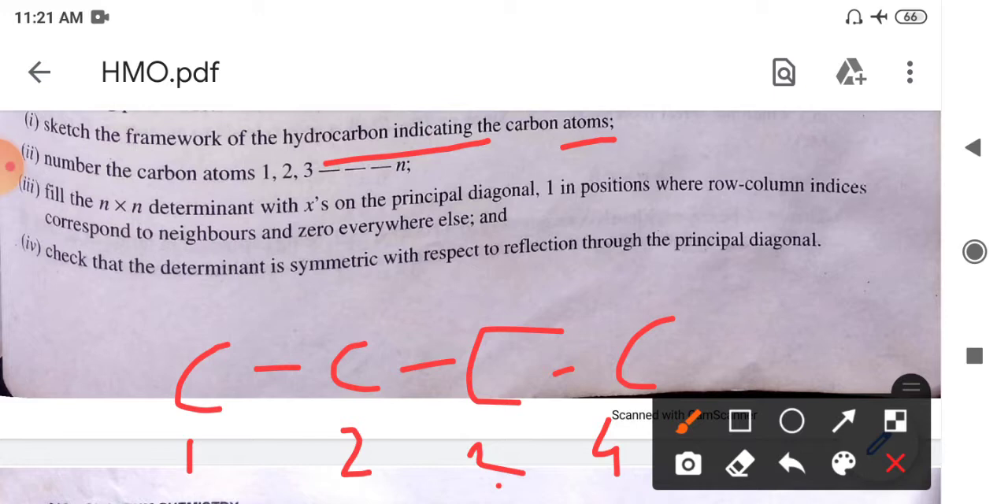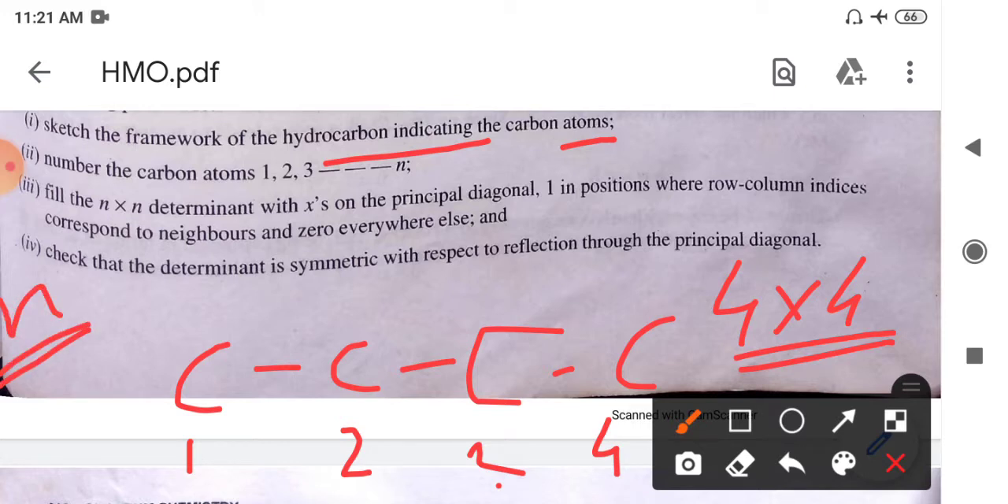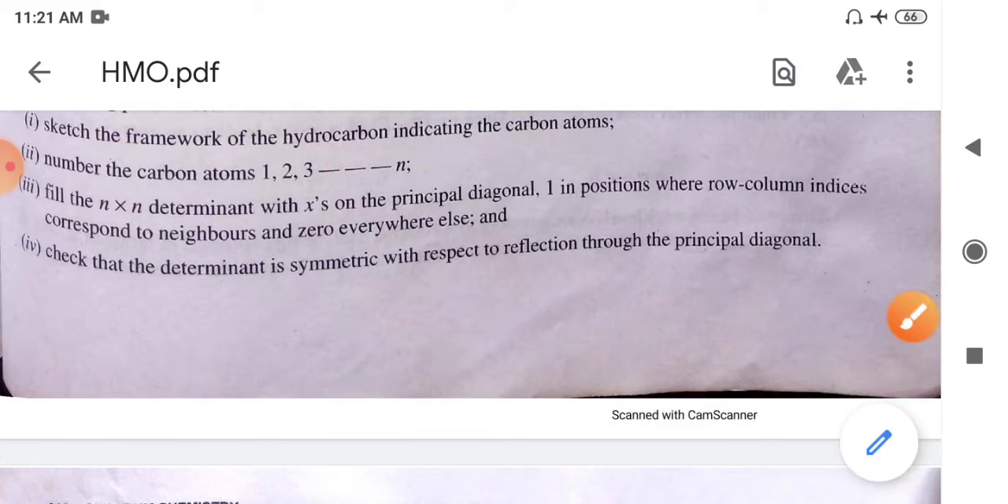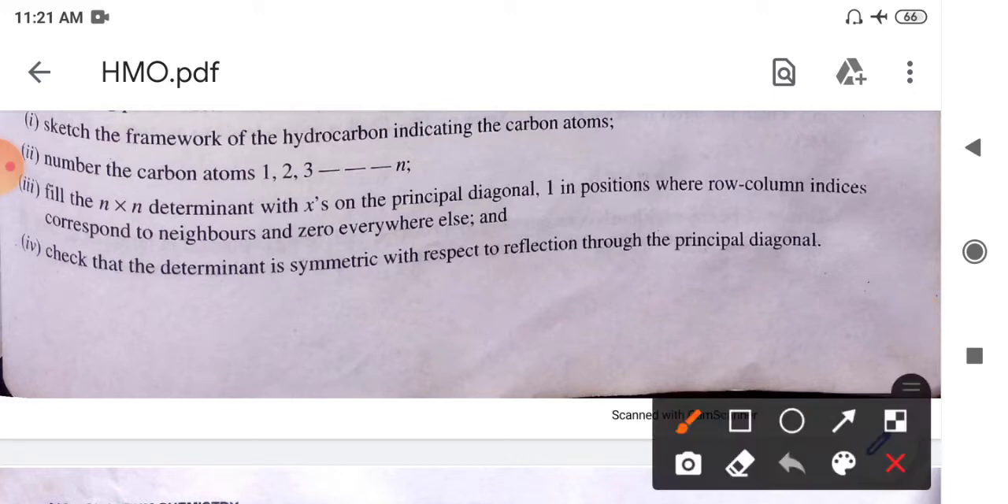So in order to get this secular determinant, we have to get a determinant of the form 4 by 4. Why is it so? Because the assumption of HMO theory suggests that n equations should be there, corresponding to the system. So n equations means for this 1, this 2, 3 and 4, so 4 equations should be there. Whatever the number of carbon atoms, that many wave equations you should get. So the wave equation has a 4 by 4 secular determinant.